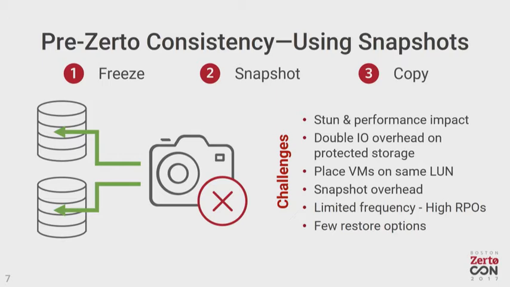Before Zerto, you get this big I/O impact. So you're doubling write operations over to the target site, you're doing extra reads over in the production site. So between a lot of additional read-write operations, we're doing a big I/O impact.